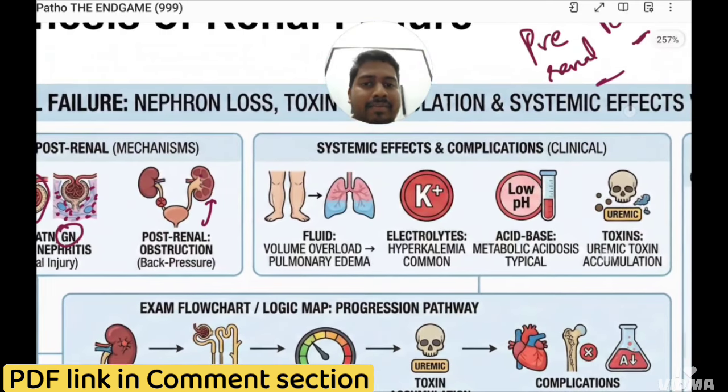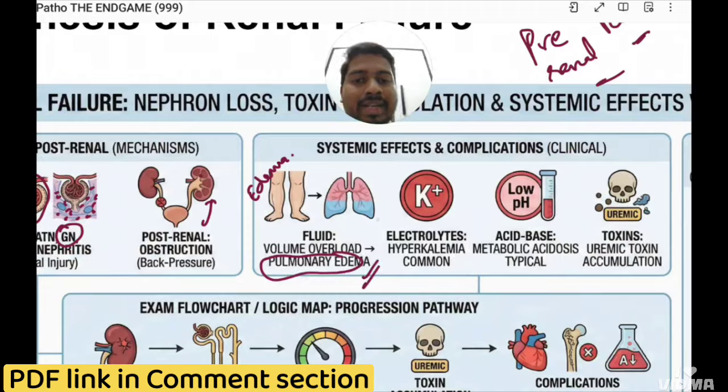Now what happens in AKI? Basically, because the kidneys are not able to excrete fluid, there will be fluid overload, and this leads to volume overload. Now when fluid builds up in the tissues, it causes peripheral edema. But once it starts to build up within the lungs, it causes pulmonary edema, and this pulmonary edema is dangerous. In a patient with AKI, if in the question you are given that on auscultation fine crepitations are heard, then always think of pulmonary edema.